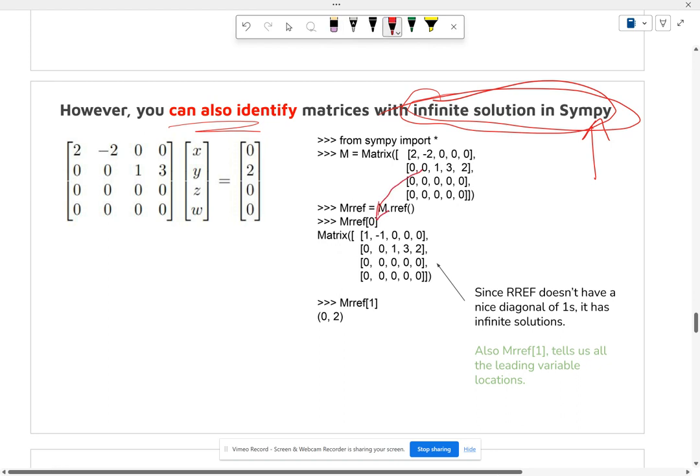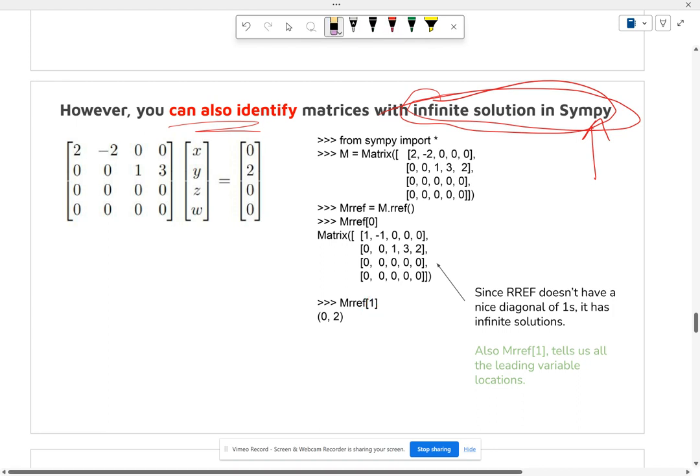Now, remember last time when we were solving with SymPy, right here, we plug in 0. This means that whatever this function was doing is returning more than one value, and we're taking the 0th value. The 0th value gives you the reduced row echelon form. But what is the first value?